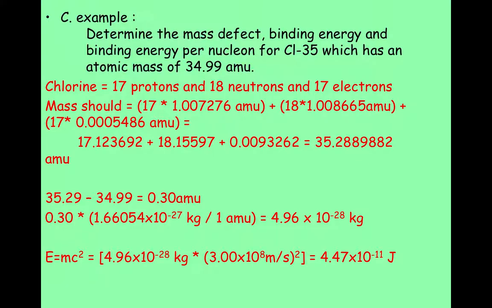Now, we're going to plug this in to Einstein's equation, E equals mc squared. The m is now 4.96 times 10 to the negative 28th kilograms times c, which is 3.00 times 10 to the 8th, but that is squared. So this calculation is a little tricky. If I was typing this into my calculator, I might take 3.00 times 10 to the 8th, square it, then multiply by the 4.96 times 10 to the negative 28th. You want to make sure at the end you get 4.47 times 10 to the negative 11th, and I think that's the best way to do it.